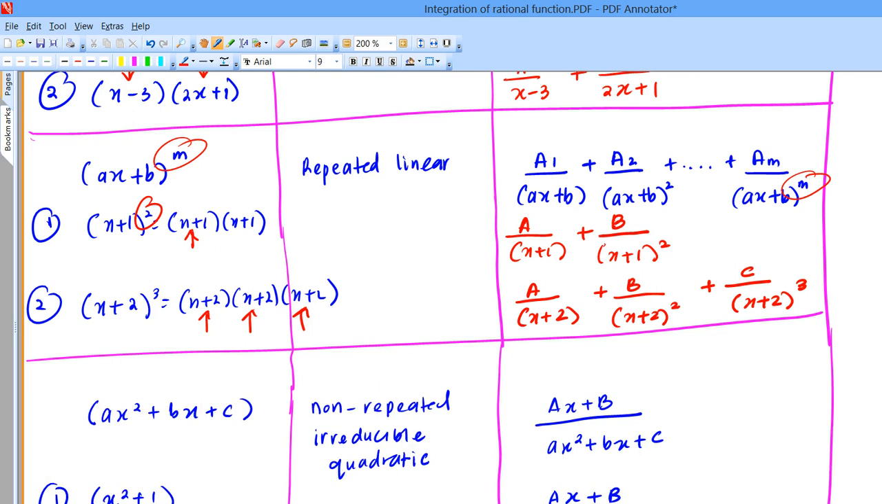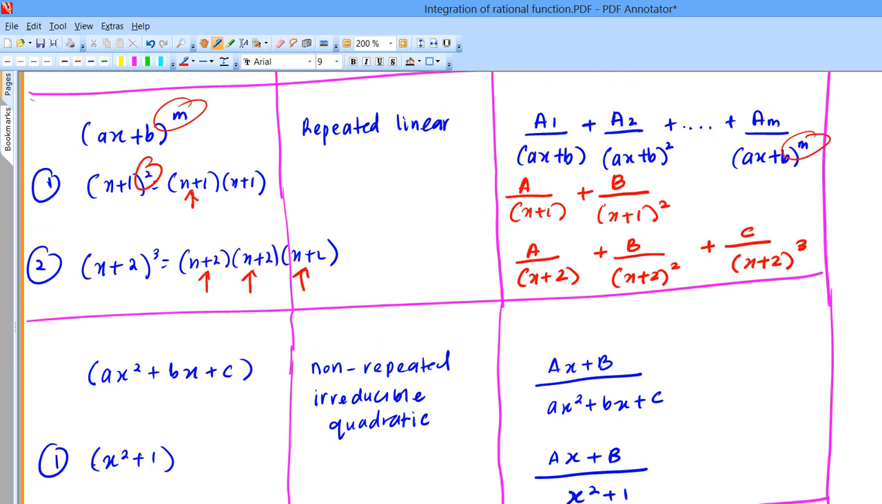And lastly, we have quadratic in the form of ax squared plus bx plus c. If we have a quadratic, for example x squared plus 1, you write Ax plus B over x squared plus 1.